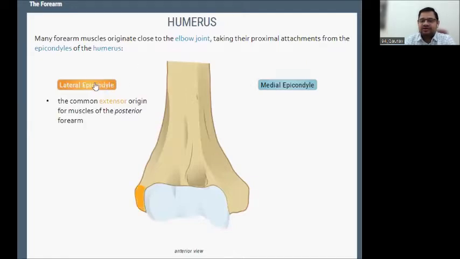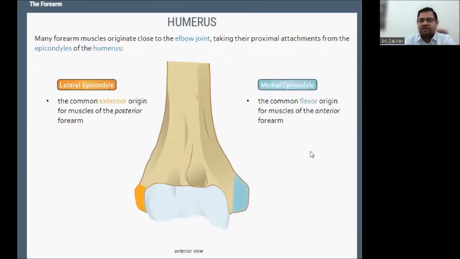Then on the upper side, if you see, there is the elbow joint and there is the humerus. There is the lateral epicondyle, which is the common extensor origin for the muscles of the posterior forearm. If you divide the forearm into two parts, anterior and posterior, for the posterior, the origins of basically all the muscles will come from the lateral epicondyle, and these are extensors. And from the medial epicondyle, called the common flexor origin, come the muscles of the anterior forearm, the flexor compartment, and the lateral epicondyle for the extensor compartment.